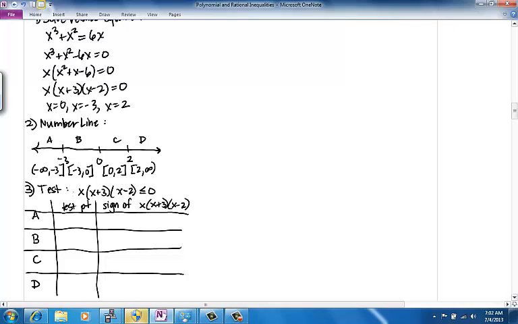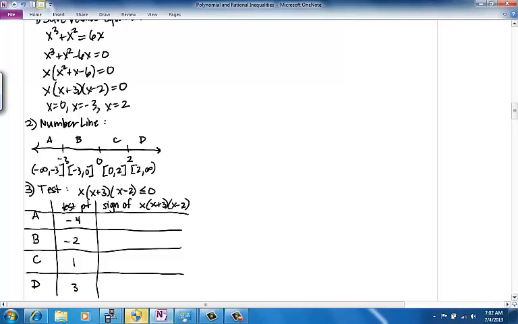So interval A, if I want to pick a value, something like -4, -5, anything less than -3. Even though -3 is included in our solution set, we don't want to use it as a test point because on the endpoints we get 0, which is not a signed value. So let's take -4 in interval A, maybe -2 in interval B, 1 in interval C, and 3 in interval D. Something larger than 2 in interval D, something between 0 and 2 in interval C, and so on.